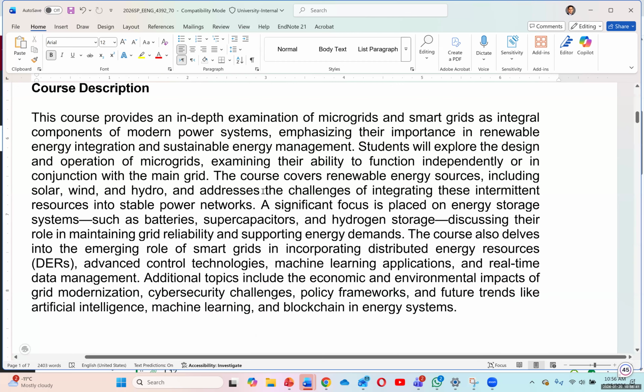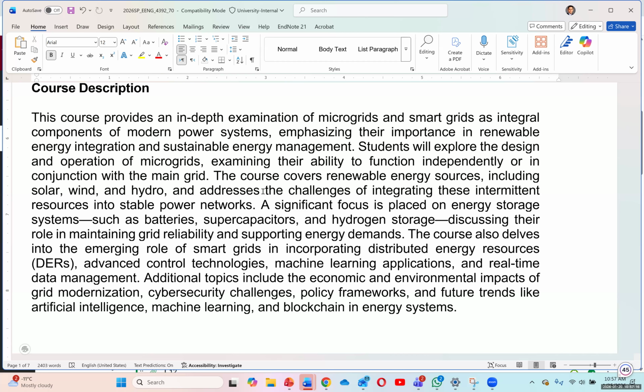We will also heavily focus on storage systems, because as you know, one of the drawbacks of renewable energies and the grid currently is the problem with storage. So storage systems such as batteries, supercapacitors, hydrogen storage systems, fuel cells, and hydro storage systems as well, and other types of storage systems such as flywheels.